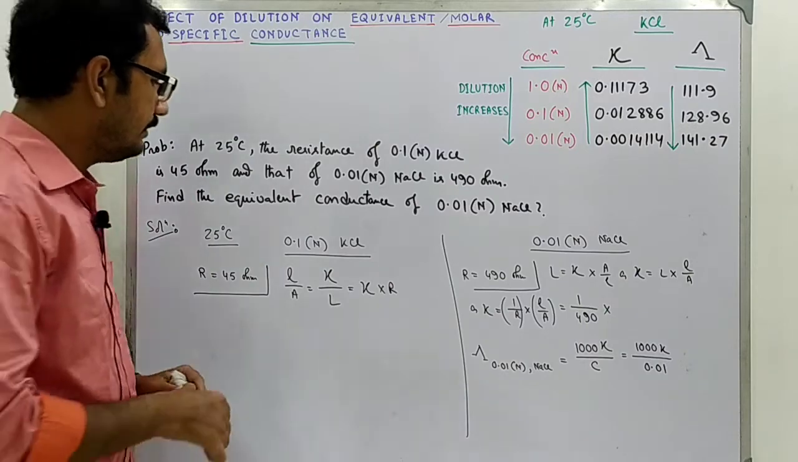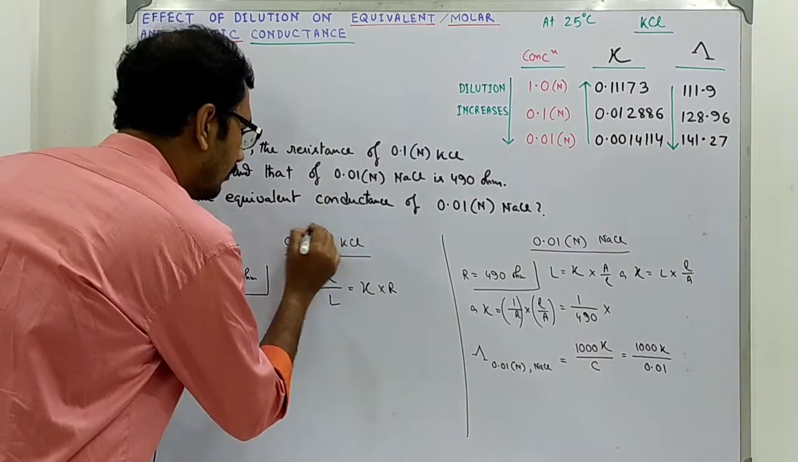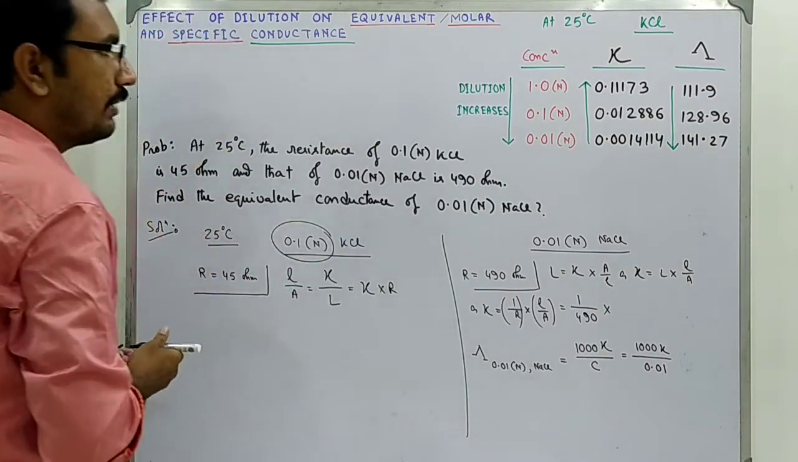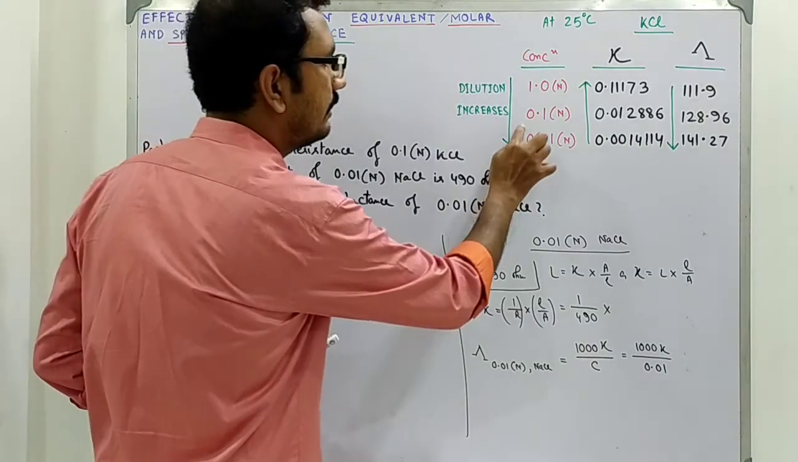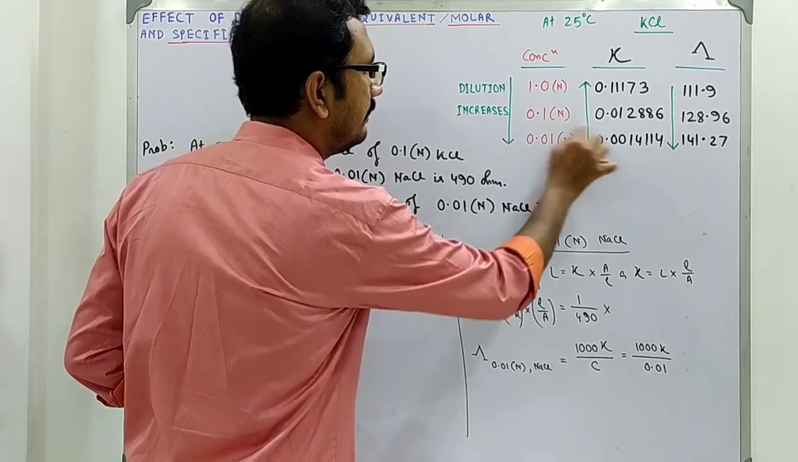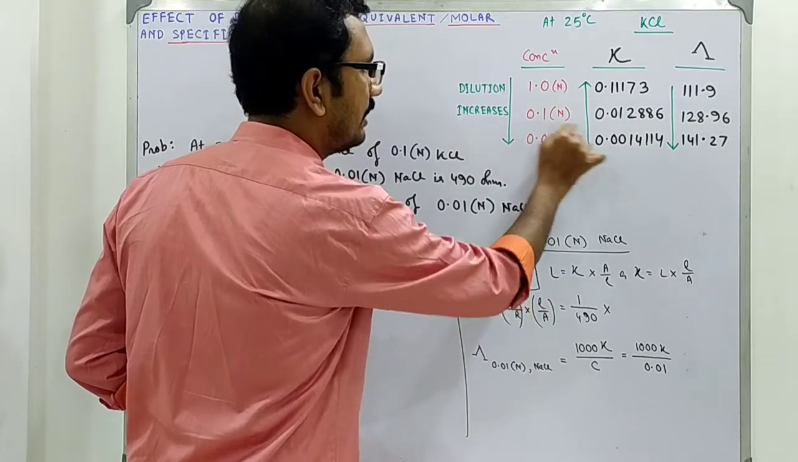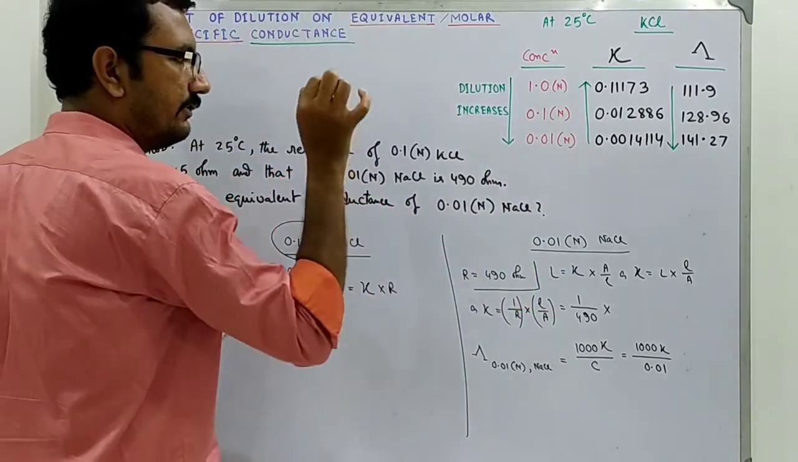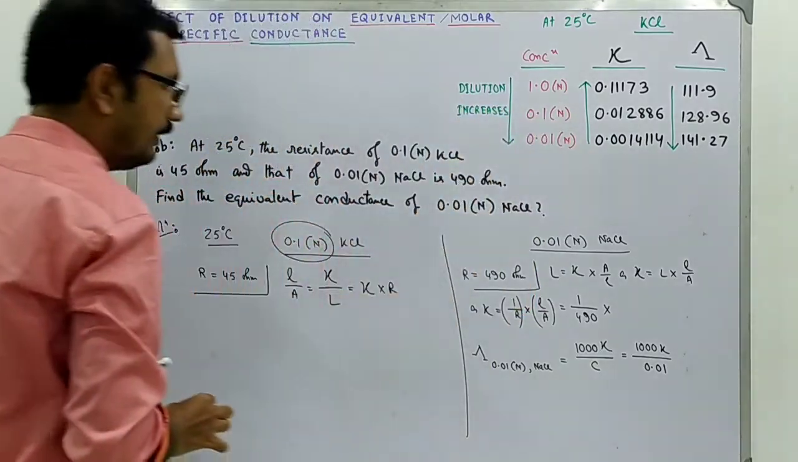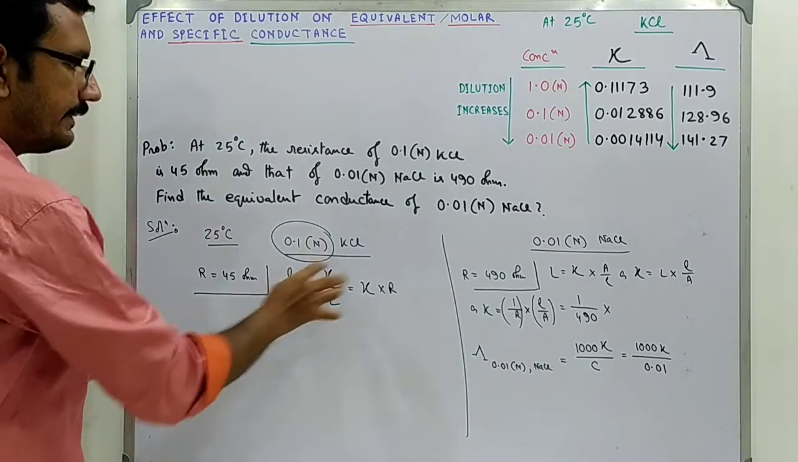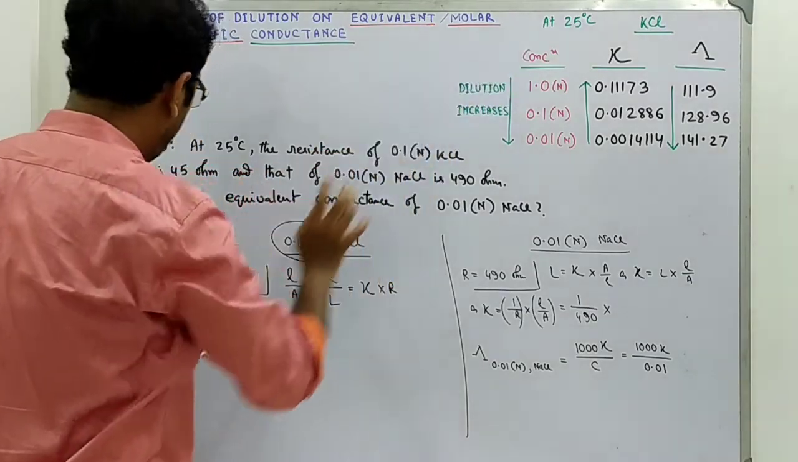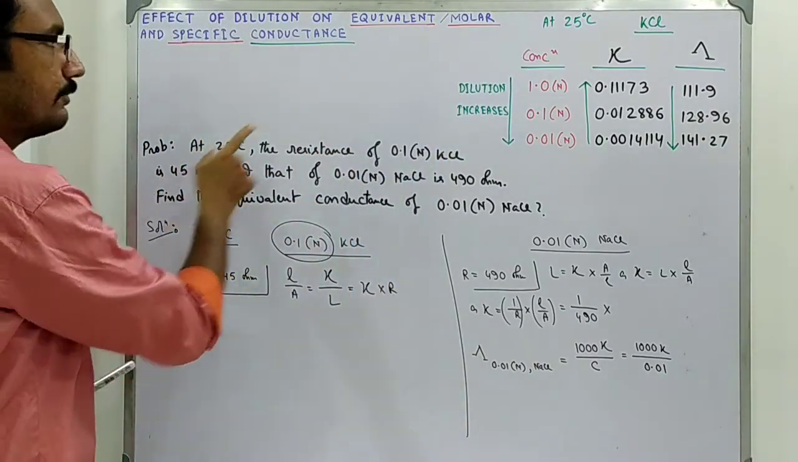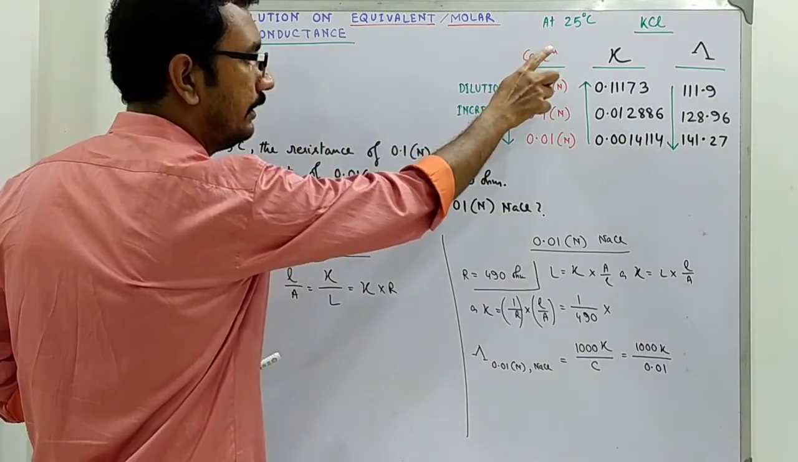Now, we need the concentration 0.1 normal. So, where is that? This is in this row, 0.1 normal. We will stick to this row, and it is KCl, and it is 25 degree centigrade.